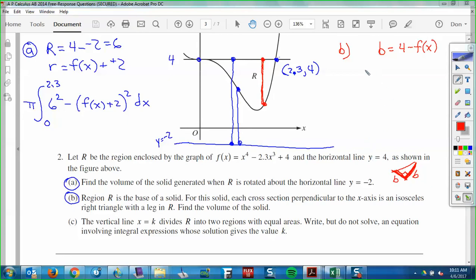It's 0 to 2.3. So 7 equals x squared, x to the 4th minus 2.3x cubed equals 0. You take off x cubed equals 0.